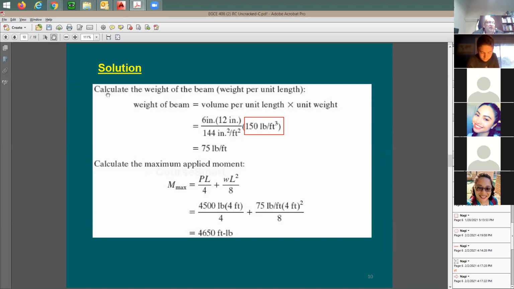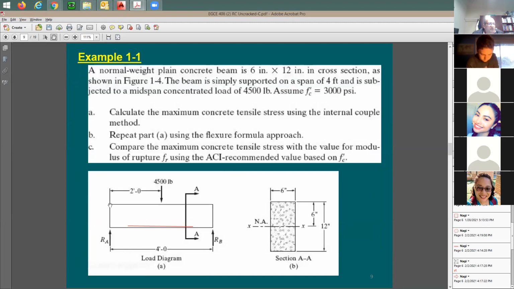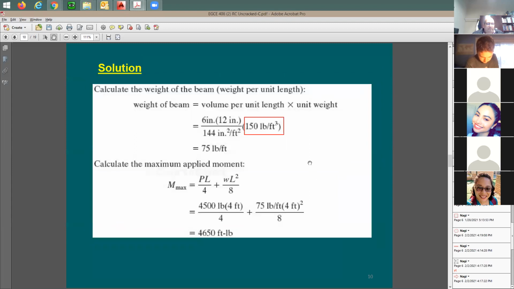So with that, the weight of the beam itself is 75 pounds per linear foot. So for each foot here, you have 75 pounds, right? Now this is going to be a uniform load. So the applied moment is going to be based on this given load and the self weight of the beam.